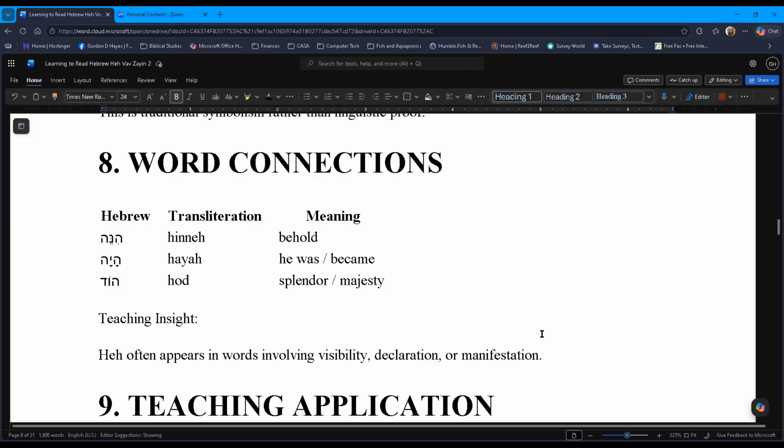He often appears in words involving visibility, declaration, or manifestation. The word that I used in my little video for the letter he was "who." And I jokingly said at the end of that it reminds me of Abbott and Costello. Who is he? Who was on first base? He was on first base. So that kind of helps us understand it.